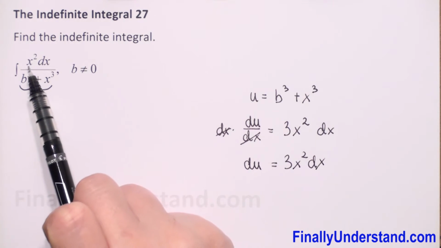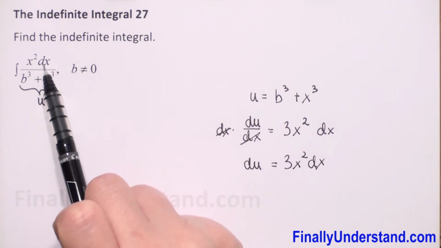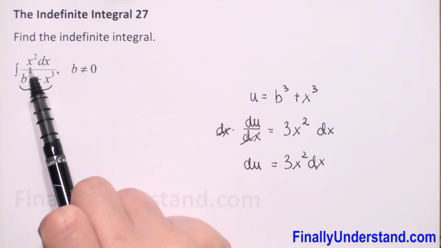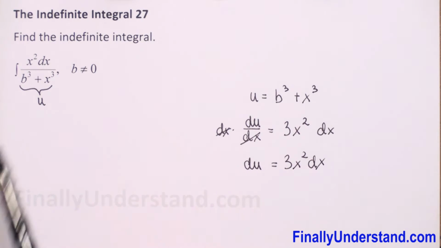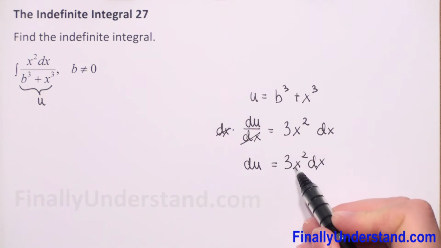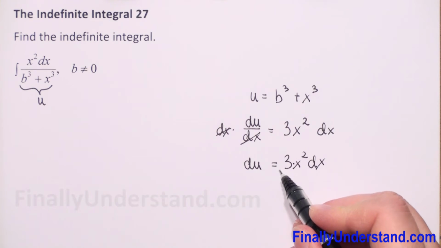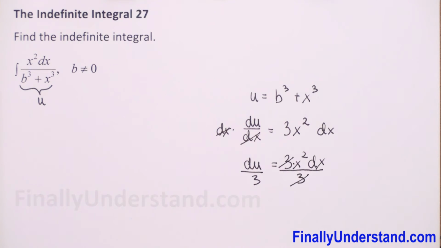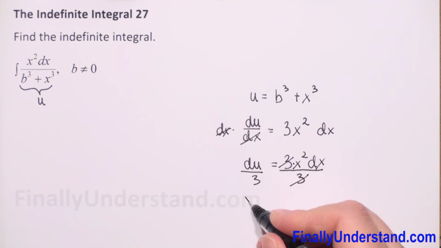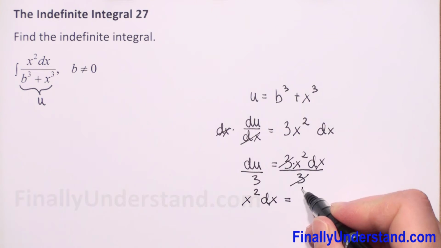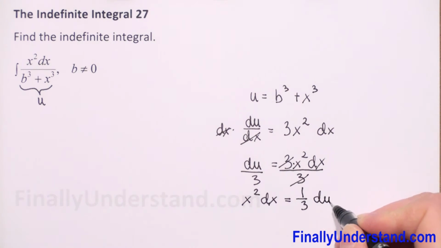Because we have in the numerator x squared dx only, and in the denominator we have u. So we need to substitute x squared dx. In our equation, we have du is equal to 3x squared dx. We don't have this 3. So because we have multiplication, we will divide both sides of our equation by 3. 3 and 3 we can cancel. And we have x squared dx is equal, we can rewrite that, to 1/3 du.